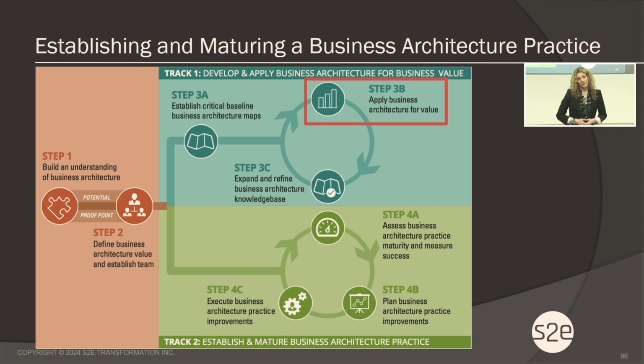The bottom track there is supporting what we're doing as we develop the business architecture and apply it for value. So the bottom track is maturing our practice. And I'll talk about the components that are included in that in just a second. But the bottom track is on more of an annual rhythm. And so in step 4A, we're going to assess our business architecture practice maturity. We're going to measure our results. How well have we done so far? We're going to define some business architecture practice improvements. We're going to execute on those through the year, and we're going to come back around.